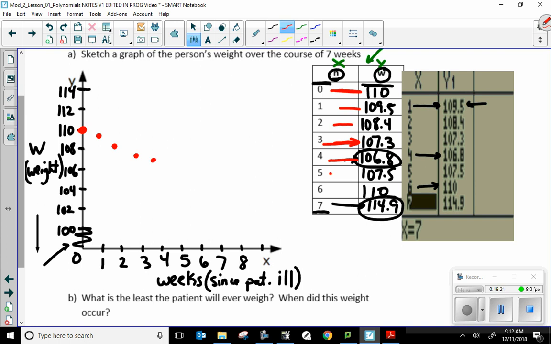Now we're going back up. 107.5 is for point 5, so that's almost right where our point 3 dot was. Point 6 is back to 110. Thank God, this person seems to be healthier. They were at the weight they started at.